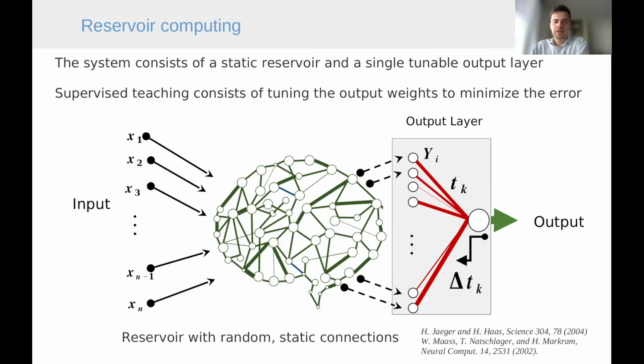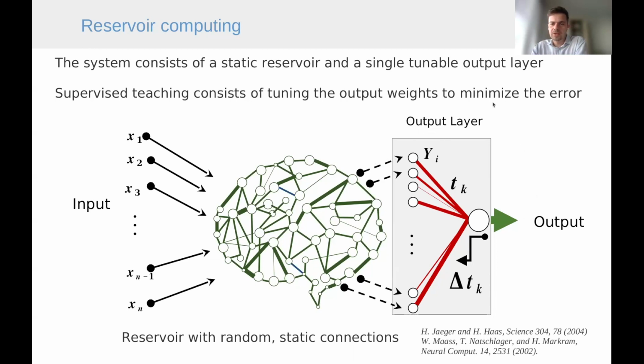The idea is that if we have a recurrent neural network, it often has a problem with convergence because of the so-called exploding gradients problem. And if, instead of having all weights tunable, we fix them and have tunable weights only in an output layer, we get rid of this problem. So the initial idea of reservoir computing was exactly to fight the convergence problem.